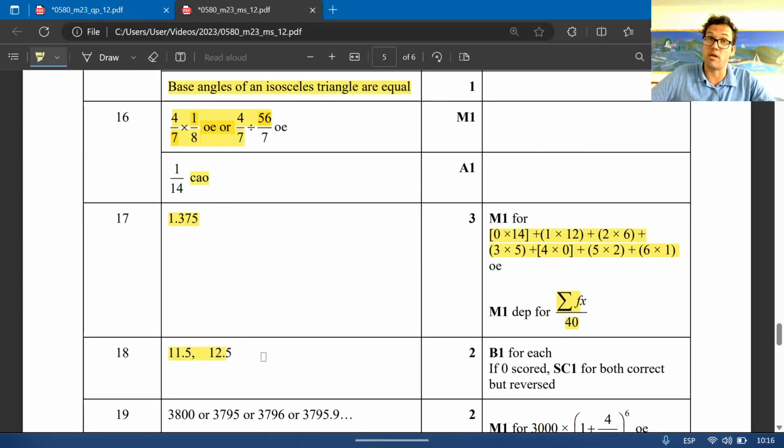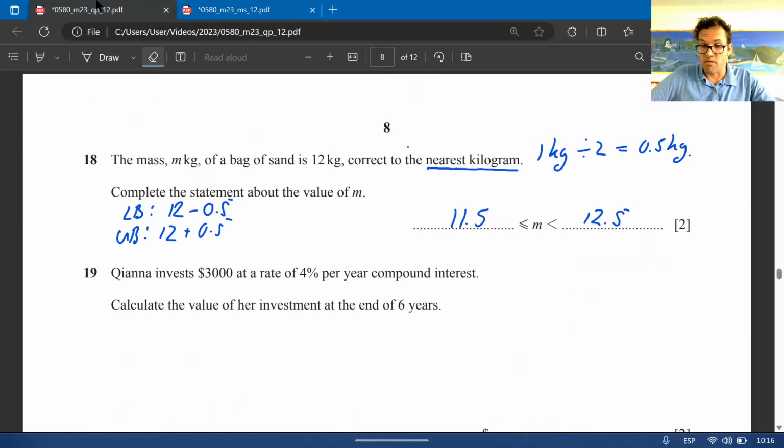Don't write 12.49 recurring, okay? If they wanted you to write that, then they would have put this sign. Then you write 12.49 recurring, if you've got that sign. But we don't. Okay, pretty clear.